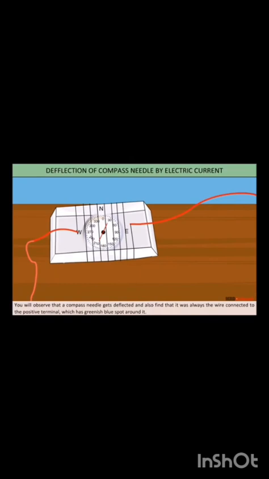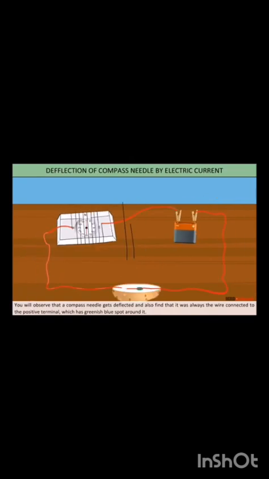You will observe that the compass needle gets deflected and also find that it was always the wire connected to the positive terminal which has a greenish blue spot around it. They felt that the discovery was very useful because it could be used for identifying the positive terminal of a cell or a battery concealed in a box.